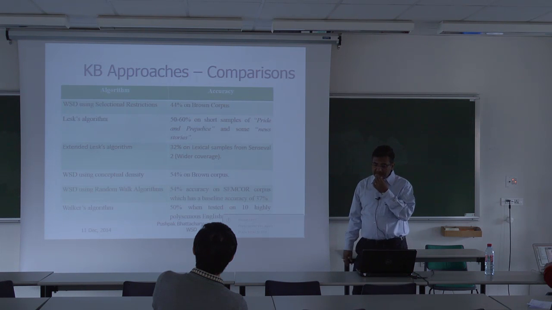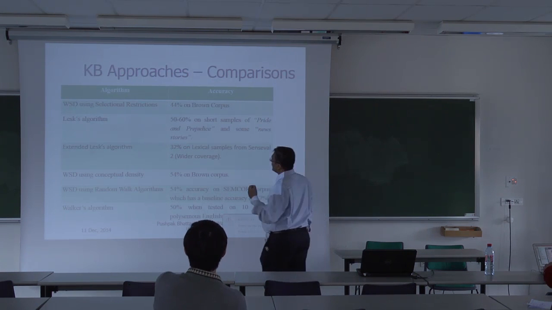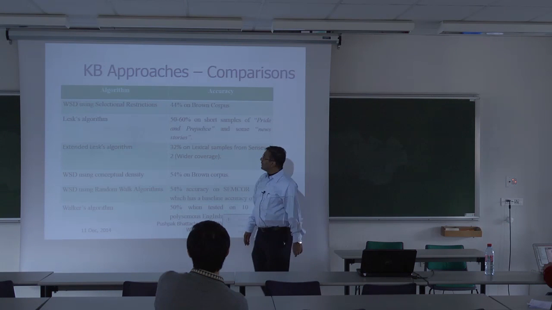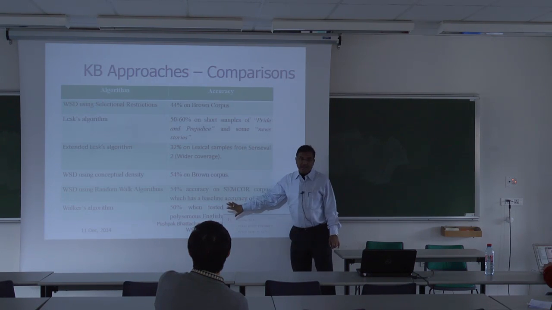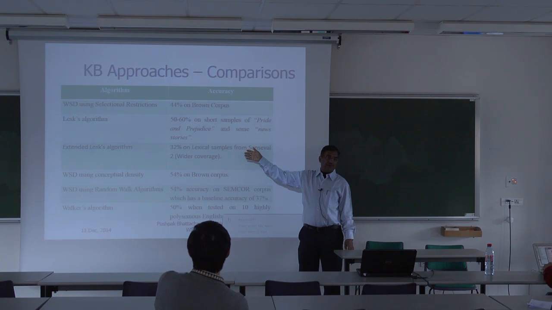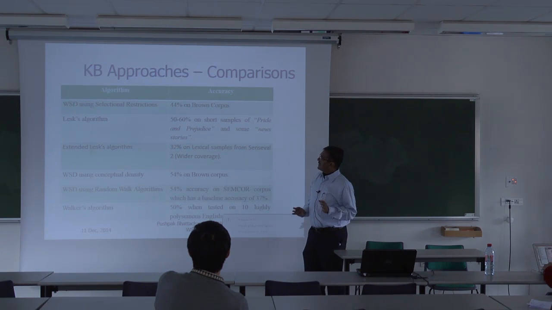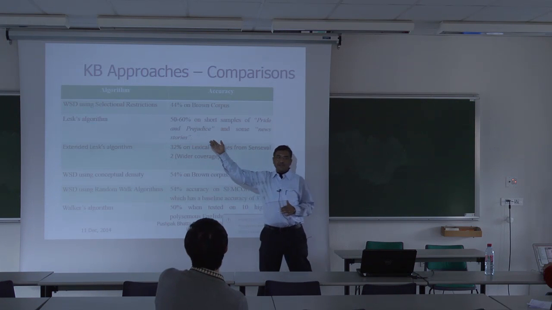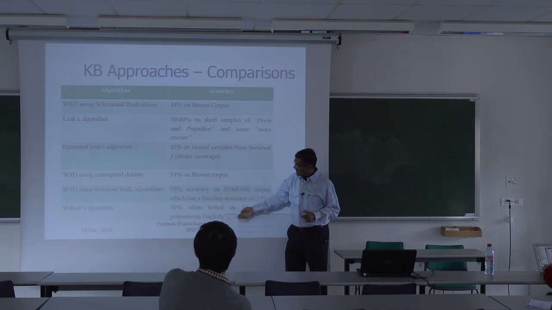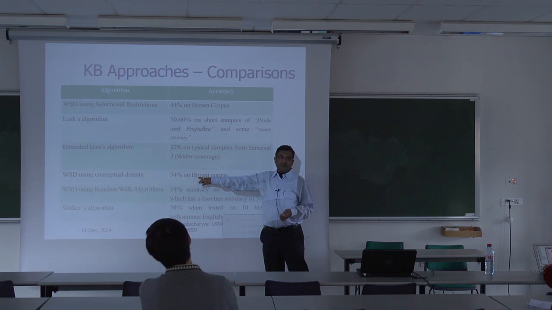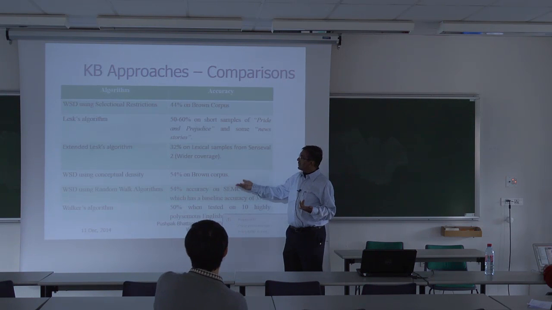So, in knowledge based approaches, which are overlap based ideas, Lesk algorithm, extended Lesk, conceptual density, random walk, Walker algorithm, this is the kind of accuracy people get. This can be a bit misleading because they are not on the identical corpus, but this is representative. We can see that Lesk algorithm achieves about 50 to 60% accuracy, thesaurus based approach about 50% accuracy, conceptual density 54% on the Brown corpus, extended Lesk just about 32%.